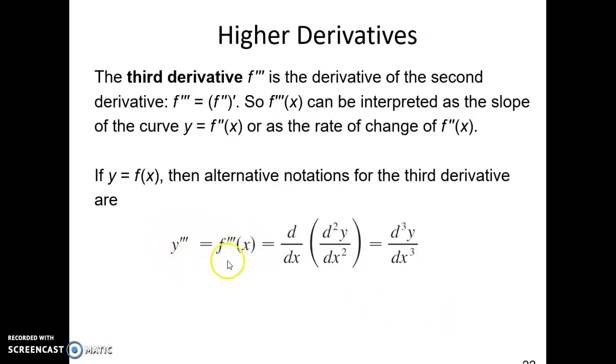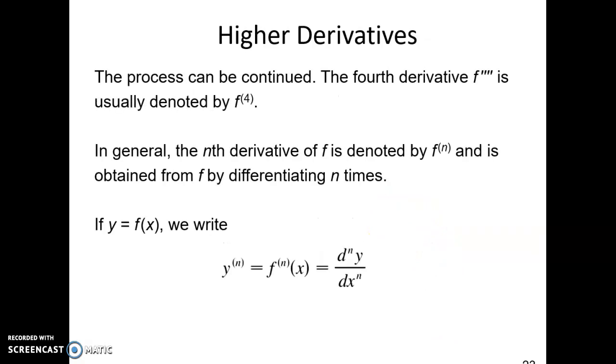This means the third derivative. This means the derivative of the second derivative, or this is Leibniz notation for the third derivative. The process can be continued on and on until we don't have any derivatives anymore, which sometimes will never happen. Some of them are cyclical and will have a derivative forever.